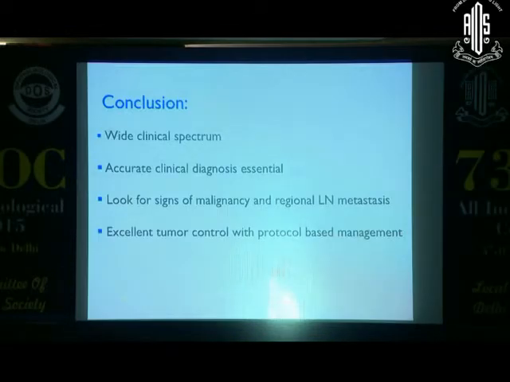So to conclude, there is a wide clinical spectrum of conjunctival malignant and benign tumors. We should be able to differentiate at the right time, with early diagnosis, a benign tumor from a malignant tumor. Accurate clinical diagnosis is essential, and a meticulous clinical examination and documentation is also warranted. Always look for signs of regional as well as systemic spread, and if needed, please go ahead and do imaging like MRI and CT scan. And it has excellent tumor control if you diagnose it early without missing it.